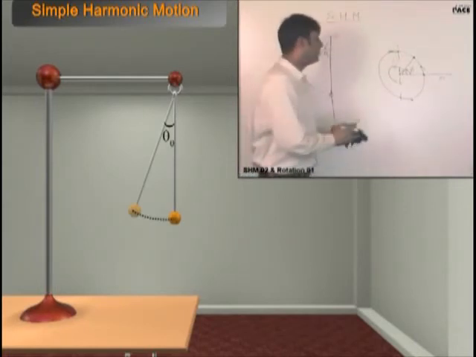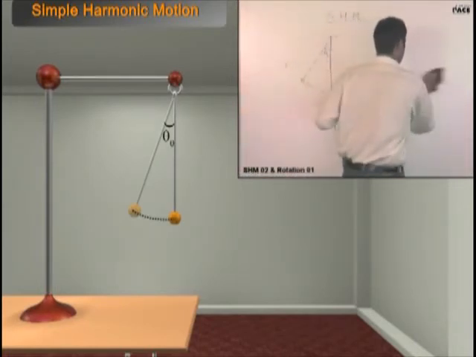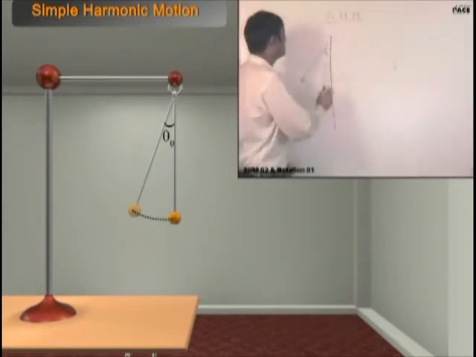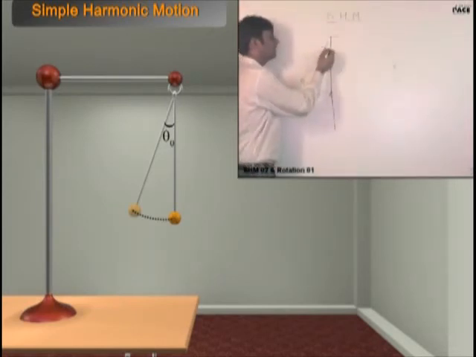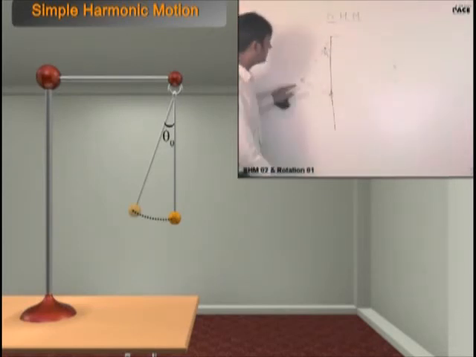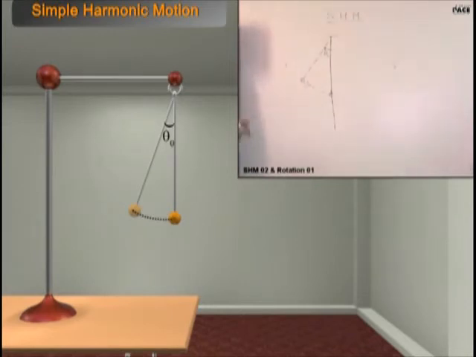So now you have to tell me in this case, if I choose the clockwise motion to be positive, what is the initial phase? I have chosen clockwise motion to be positive. Initial phase is how much?